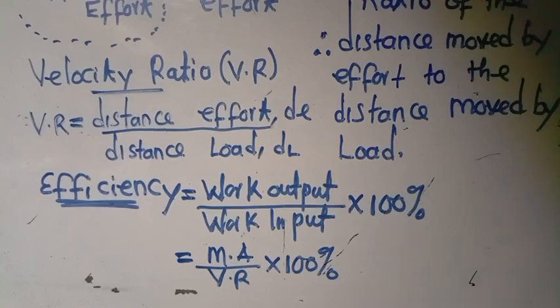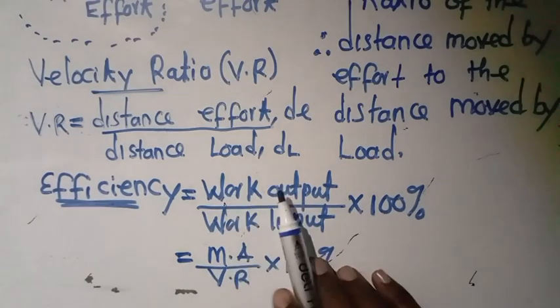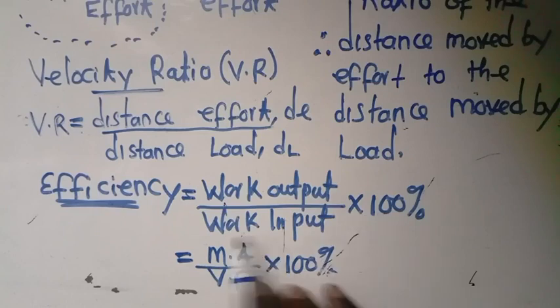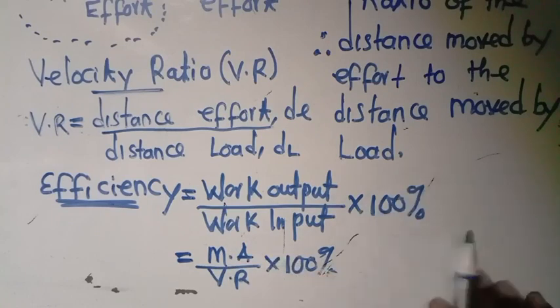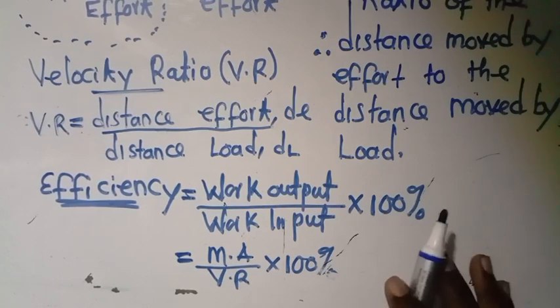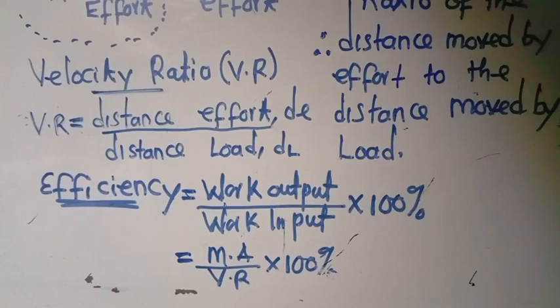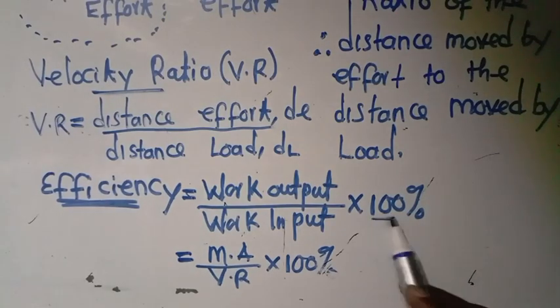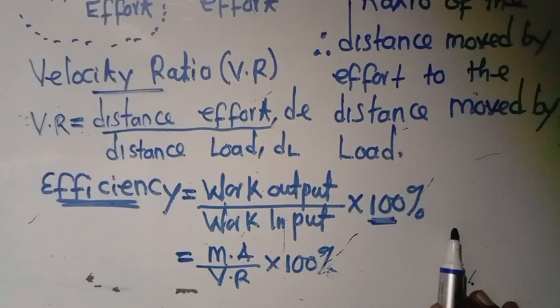If somebody asks what efficiency is, we are talking about simple machines. You tell the person that efficiency is the work output to the work input expressed as a percentage. The moment you say it is expressed as a percentage, what should come to mind is that we are multiplying by 100, because we want to find a percentage.